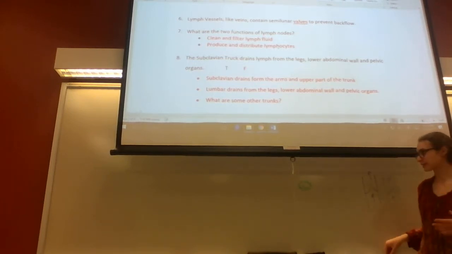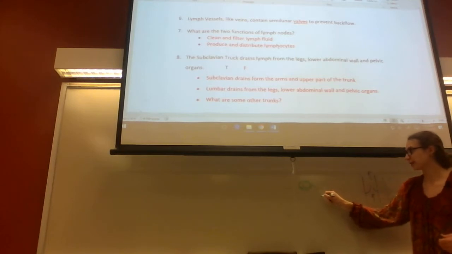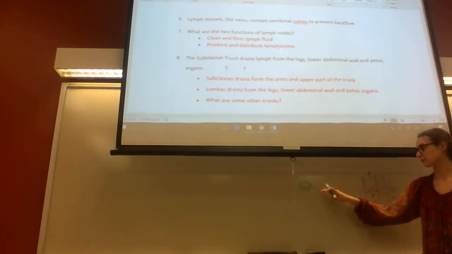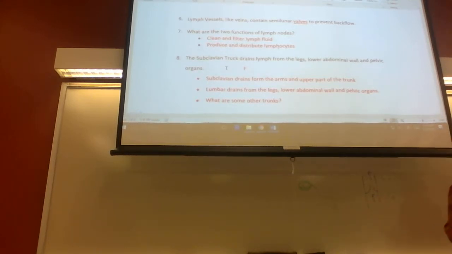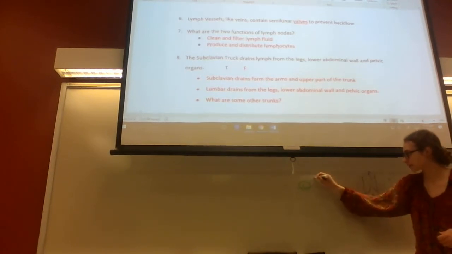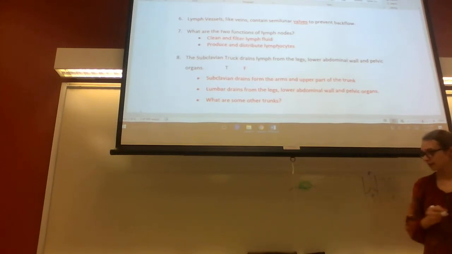So they basically work as little filters, and your lymph fluid flows through lymphatic capillaries. So that's kind of what it does. Yeah, so it's a lymph node.